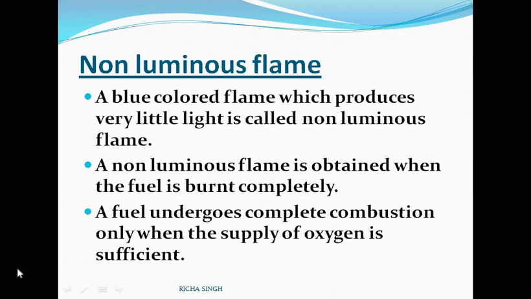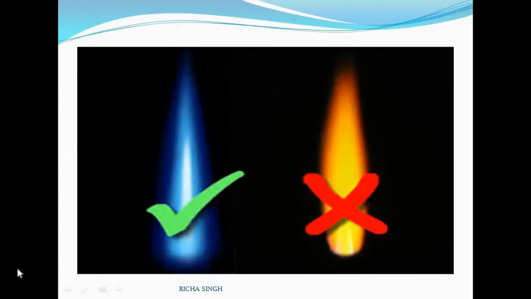Okay? LPG burns with a non-luminous flame. Kerosene burns with a non-luminous flame in a pressure stove. Why? Because the combustion is complete there. Therefore, it is giving you a blue flame. Wherever the combustion is incomplete, there will be production of yellow colored flame.